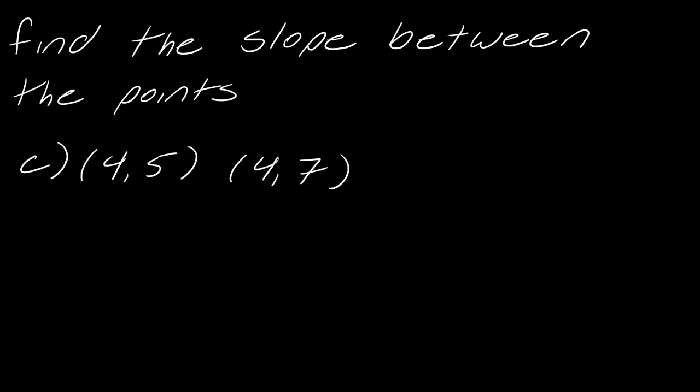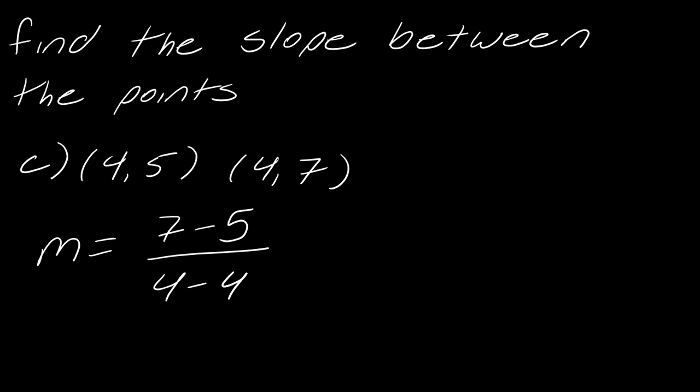Okay, so I have two more now, and this actually is a great segue to the next topic in this video. So go ahead, pause here. There's something weird that happens, so figure out what's weird and then hit play when you think you've found it. Okay, so I'm going to take 7 minus 5 over 4 minus 4, and I get 2 over 0.